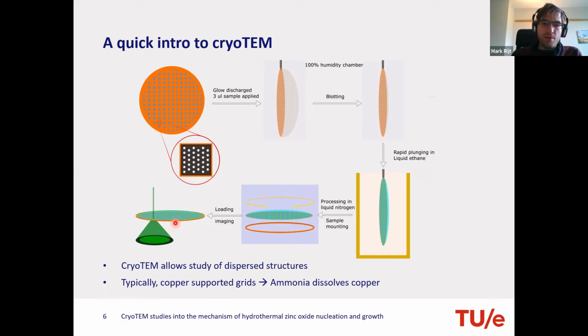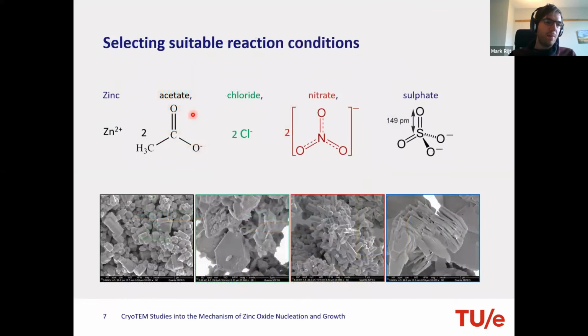That already brings us to one of the first problems we encountered very quickly in this work. Typically we use copper grids, but ammonia and copper can interact. We found that even in the 3 to 5 seconds that we expose our solution to the copper grid, we can already influence the copper. So we had to change the supports to gold to circumvent that, which is good to know from the beginning if you do something like this.